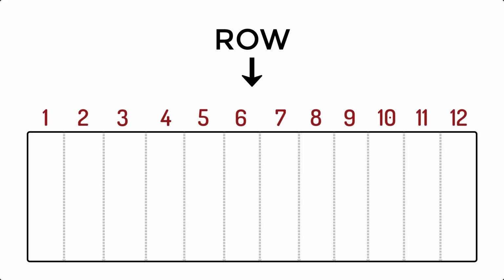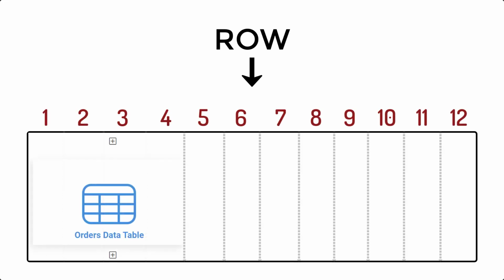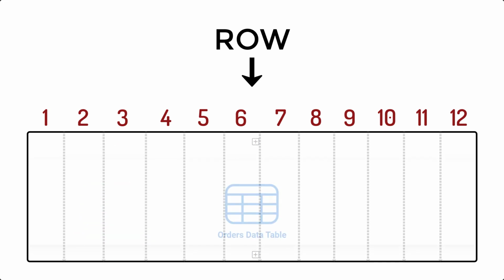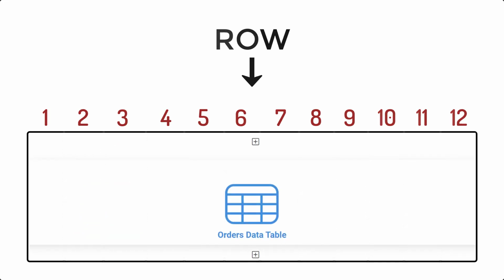To get a better understanding of sizes, keep in mind that each row is divided into 12 equal columns. So if you select a column to be 4 out of 12, it will take up a third of the row. If you select 12 out of 12, it will take up the entire width of the row.